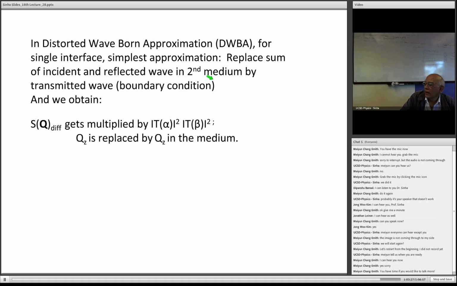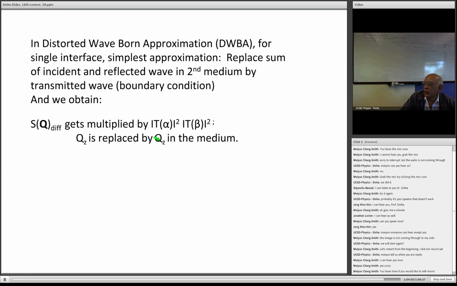And so what happens is that the diffuse scattering for a single interface gets multiplied by these 2 factors, which are the Fresnel transmission coefficients at grazing incidence angle, angle of incidence alpha, and outgoing angle of scattering beta. The Fresnel transmission coefficients T alpha and T beta modulus squared multiply the expression we had before, and you simply replace QZ by QZ in the medium, which is slightly different, as we explained before, due to refraction effects.